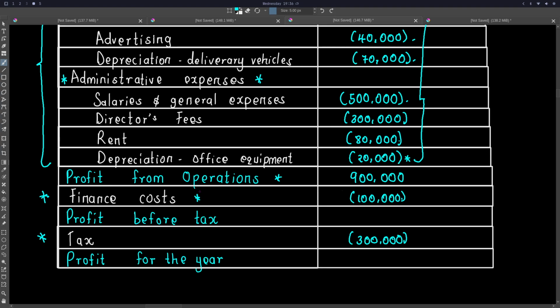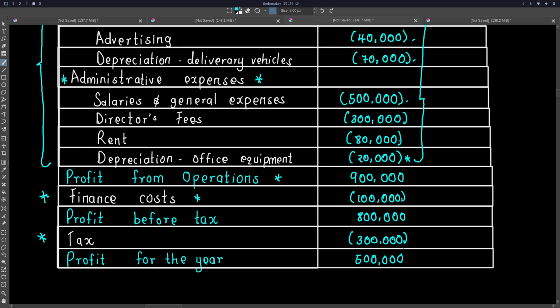Okay, so then after getting the profit from operations, we less the finance cost, and now we are going to have 800,000. So basically we've taken 900,000 less 100,000, we've gotten 800,000. Then we are going to do less tax. Once we less tax, we're going to have 500,000, right?